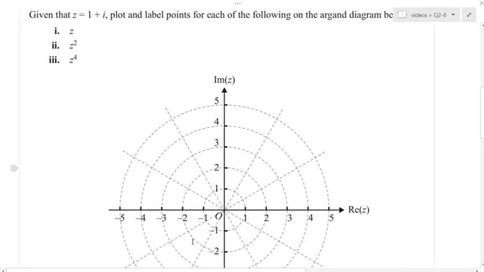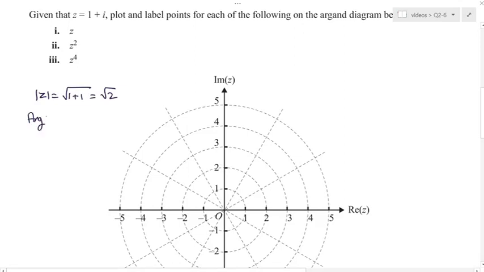Should be fairly straightforward. So you need to mark z to the power 2 and z to the power 4. Again, you are raising them to a power, basically you are multiplying. So it would be preferable to use the polar form. So we need to first convert z into the polar form. So mod z, we can see it is equal to square root of 1 plus 1, which is equal to square root of 2.